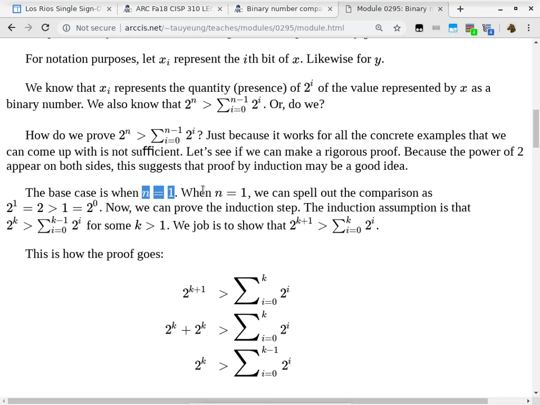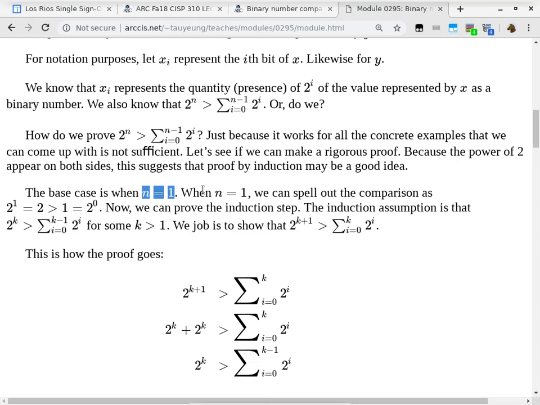When n equals 1, the comparison is easy because it's only comparing 2 to the power of 1 to 2 to the power of 0. 2 to the power of 1 has a value of 2. 2 to the power of 0 has a value of 1. 2 is greater than 1 is true. Okay, so we got that. Is that okay? All right, cool. So the base case of proof by induction typically is just like that. You plug in an actual value into the variable in the theorem, and you just say that for that specific case, the theorem holds true.